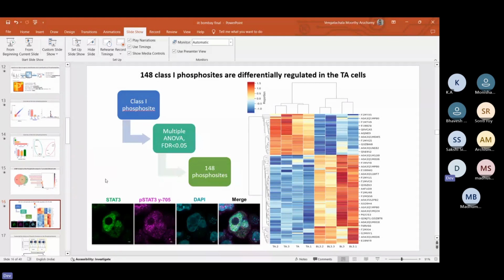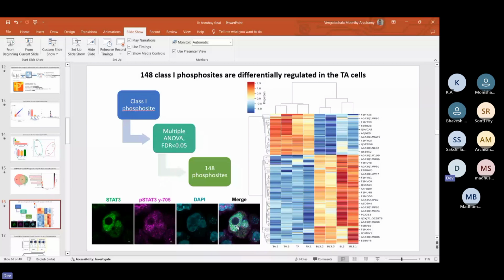This 705 position has been associated with stability as well as changes in the localization of the STAT3 molecule. In order to verify that identification, we performed an immunofluorescence assay to look at the localization. This immunofluorescence data shows the green one is the wild type STAT3, and the magenta one represents the phosphorylated STAT3. You can see that DAPI here is the host nucleus, and this small dot represents the parasite inside the host environment. We are finding a good localization of this protein inside the nucleus, as it is a transcription factor.